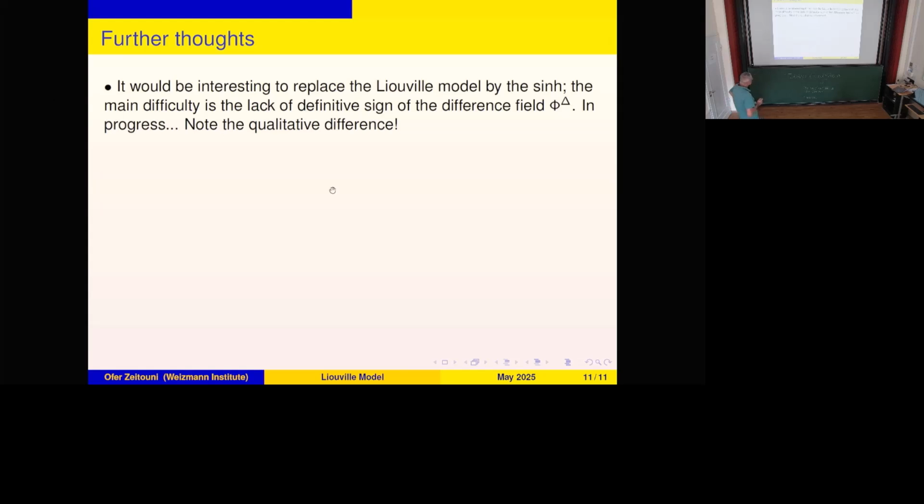I think, so this is a Liouville model. We had a lot going on in our favor here. So we had FKG, we had positivity, we had a lot that we could use. It would be interesting to replace it by the Sinch model, where instead of looking at the integral of e to the field, you look at the cosh. Okay, it's called the Sinch model, but it's really cosh. The reason for Sinch is historical. So you look at e to the field plus e to the minus the field.